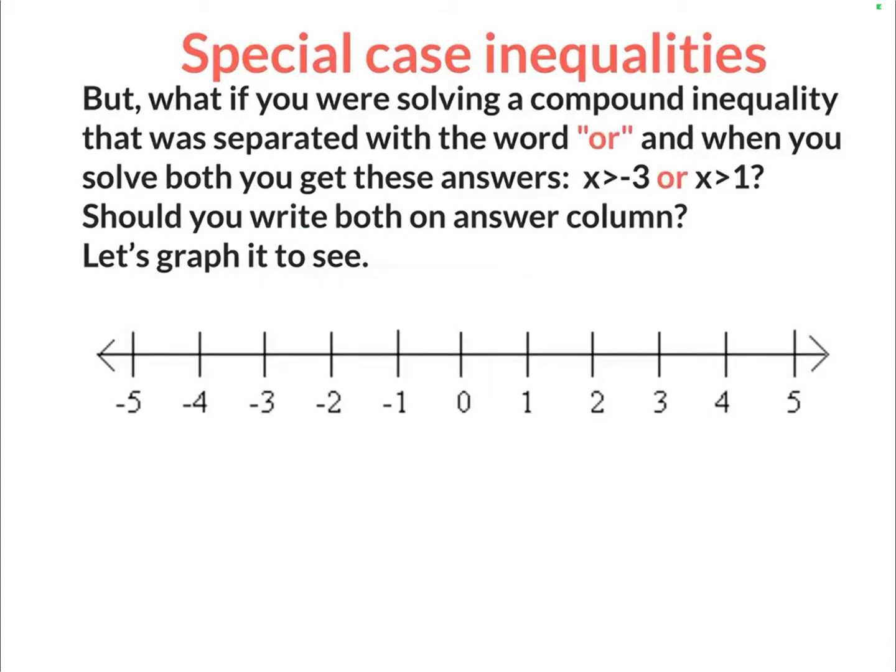You end up with this answer right here. I want to highlight it. Okay? So you had an inequality, the word or, and then another inequality. You solve both, you get that answer, and those answers now have the word or between it.